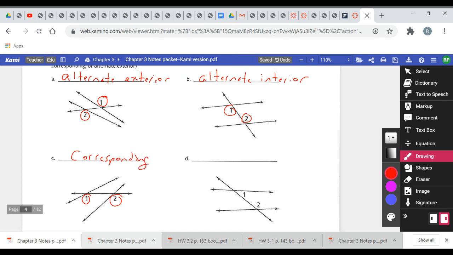Okay, and then last are these two angles, 1 and 2. They're both inside their two lines. They're both on the same side of the transversal. So these would be same side interior angles.